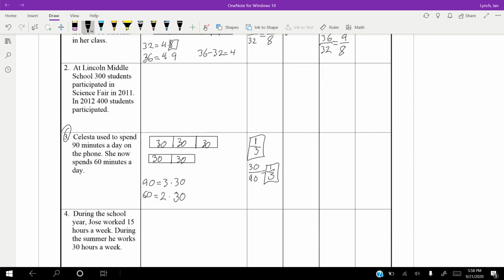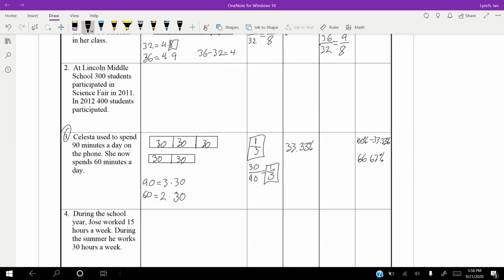Our percent change, we've done this one a million times, 33.33%. And now because it's a decrease, I'm going to start with my percent: 100% minus 33.33% gets us 66.67%. And remember, we're subtracting because it's decreasing. If it were increasing, we would add.